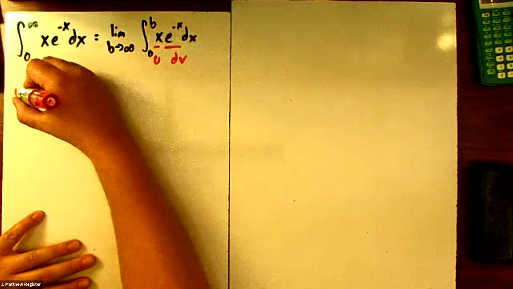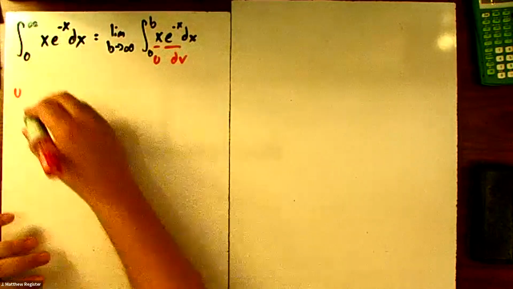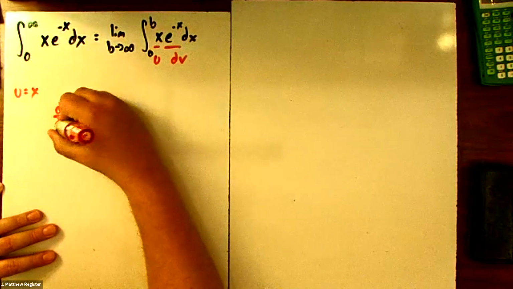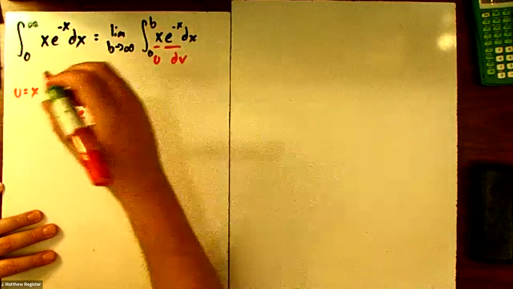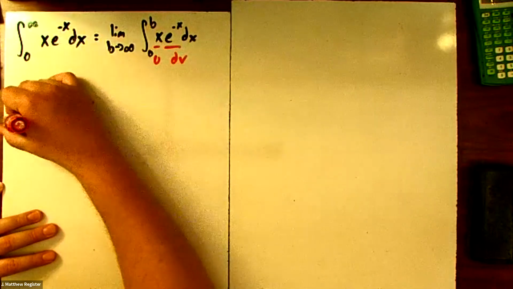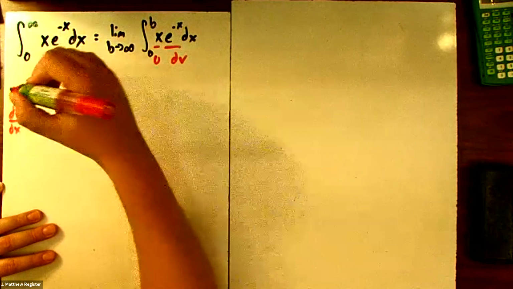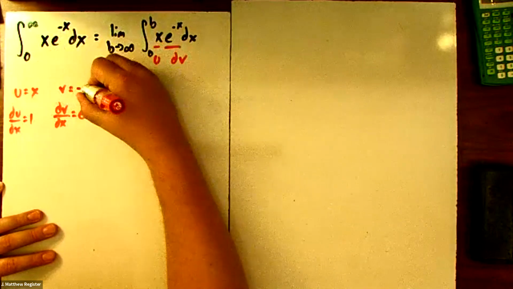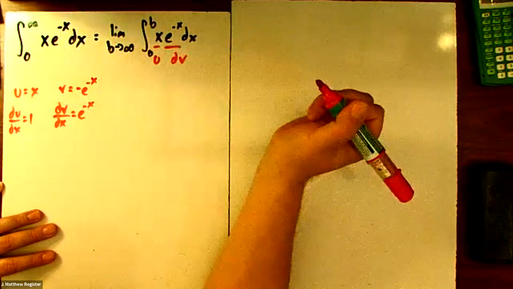u is equal to x. Our dv dx is e to the negative x. Our du dx is equal to 1. And our v is going to be equal to negative e to the negative x.